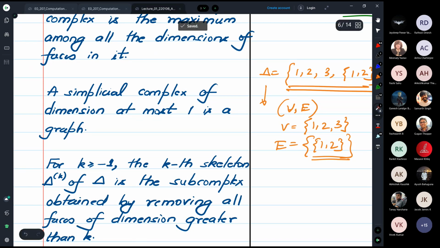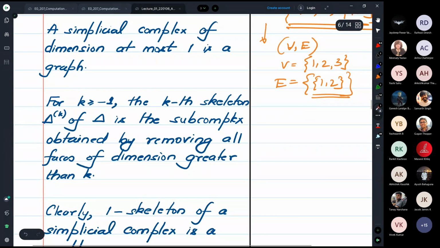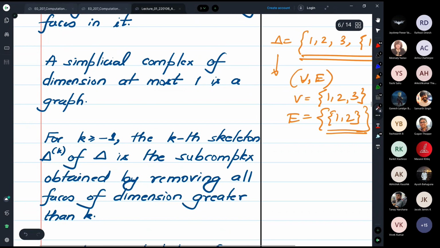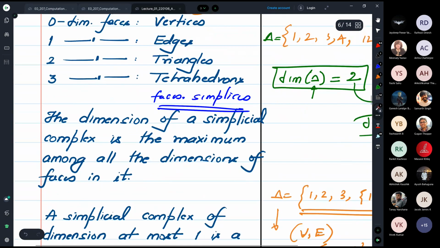Let me pause here for a second or two. If there are any questions in relation to dimension, or why it can be viewed as a graph and so on and so forth, this may be a good time to ask. Please go ahead.